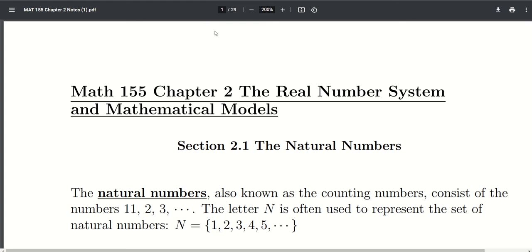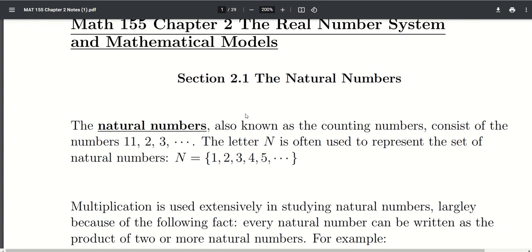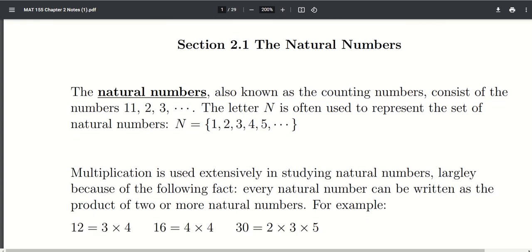Hi everyone. In Chapter 2, we're going to begin by talking about the real number system as well as mathematical models, starting with section 2.1, which is about the natural numbers. When we mention the phrase natural numbers, this is also sometimes referred to as the counting numbers. It's the collection of positive whole numbers 1, 2, 3, 4, 5.